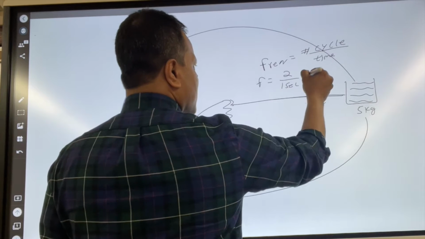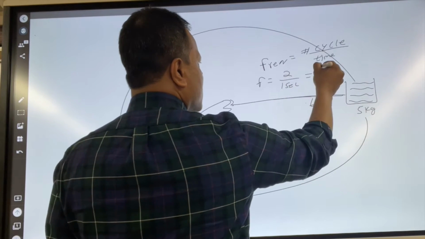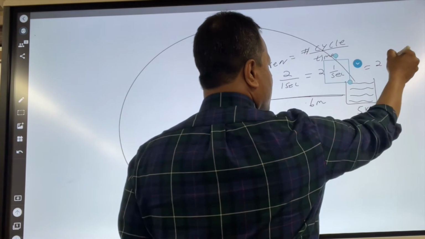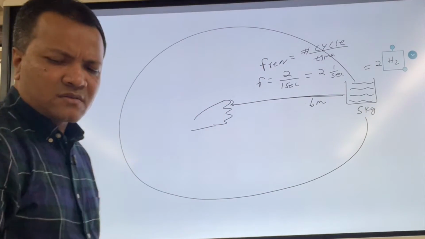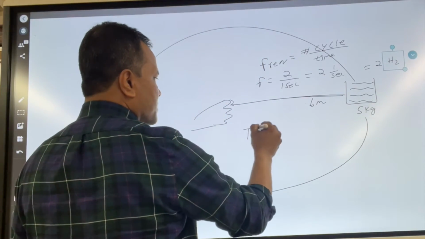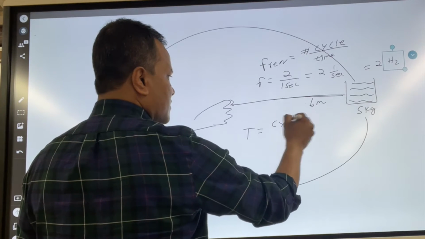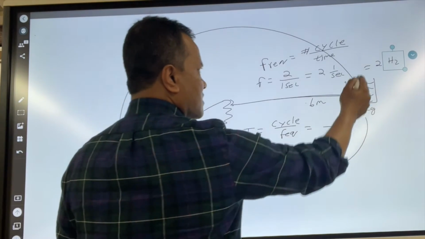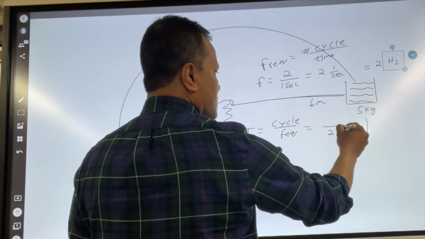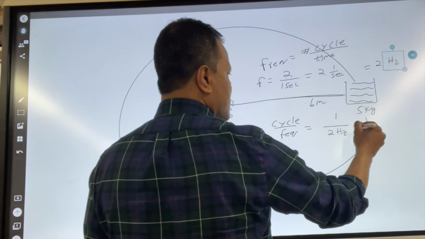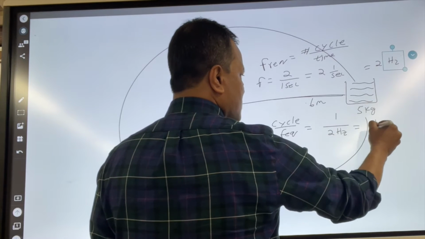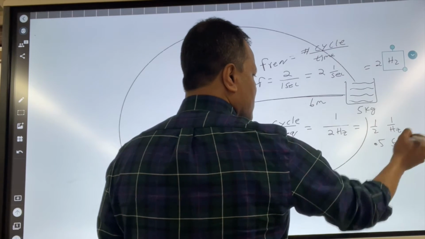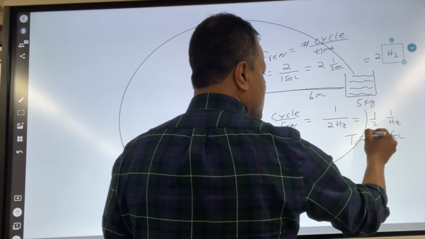So then frequency is what? 1 over second, and then it is 2 hertz. 1 over second is hertz. Don't forget that. Okay, now we're gonna find the period. Period is number of cycles over, of course, the frequency. So frequency is 2 hertz, and cycle is 1. So it is 1 over 2, 1 over hertz. 1 over 2 is 0.5, 1 over hertz is second. Alright, so its period is 0.5 second.